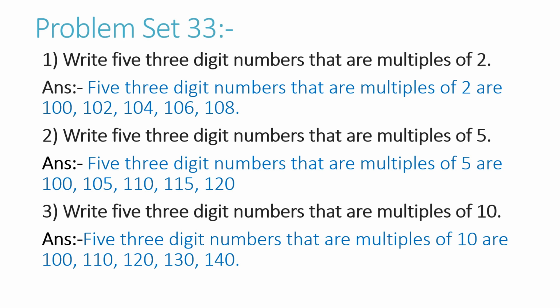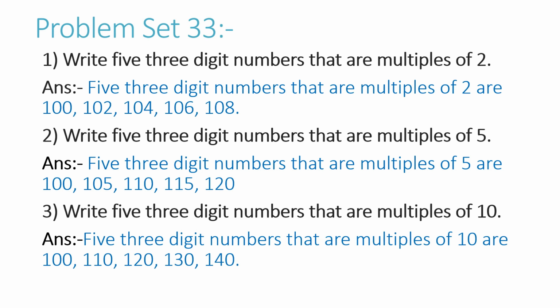105, again 5 is there in the units place. 110, 0 is there in the units place. 115, 5 is there in the units place. 120, again 0 is there in the units place. So all these numbers have 0 and 5 in the units place. So they are multiples of 5.